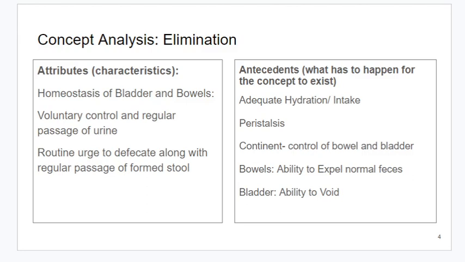Okay, so our attributes are our main characteristics. When I see attributes, I always try to think of those signs and symptoms of a well-functioning body system. So with the concept of elimination, what are those characteristics? Obviously, we want that homeostasis of our bladder and the bowels. We do want voluntary control and regular passage of urine, as well as our routine urge to defecate, along with that regular passage of formed stool. So those systems need to be working properly. We need to be able to control those under normal circumstances.